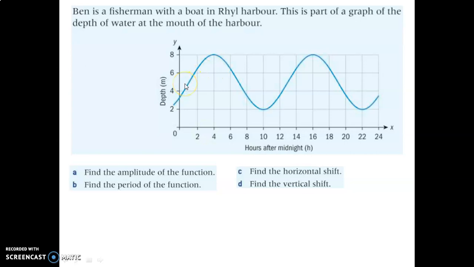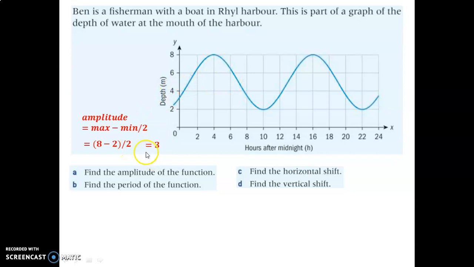We find amplitude by finding the difference between the max and the min points. So we know the max is 8 here and the minimum is 2. Okay, so we do max minus min, 8 minus 2, and we divide that by 2. That will give us our amplitude. Why are we dividing by 2? Because the amplitude is only the height of the half of the wave, right?